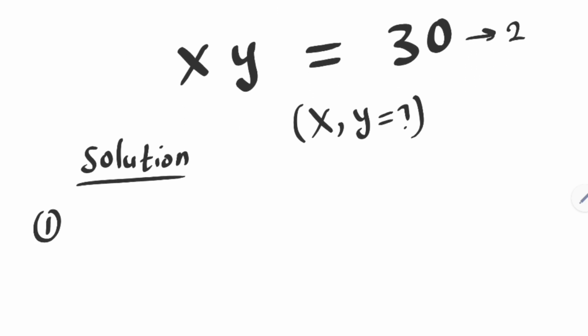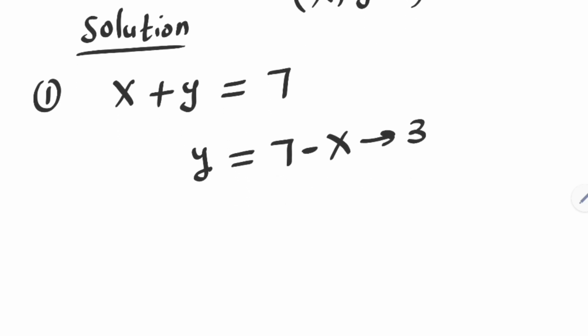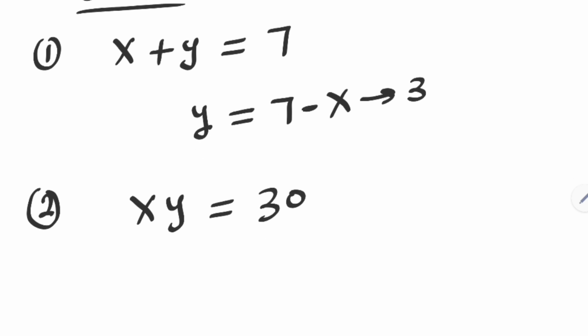From equation 1, x plus y is equal to 7. Let us make y the subject of the formula. y is equal to 7 minus x. Let us call this equation 3. From equation 2, xy is equal to 30. Let us substitute for y, which is 7 minus x. x bracket 7 minus x is equal to 30.